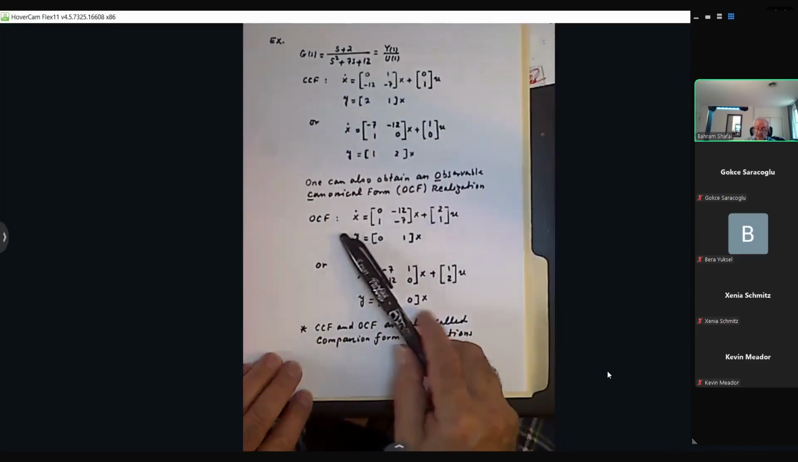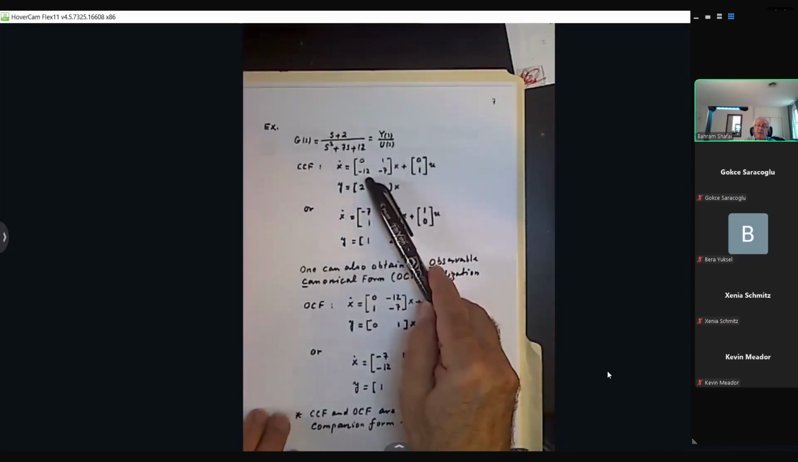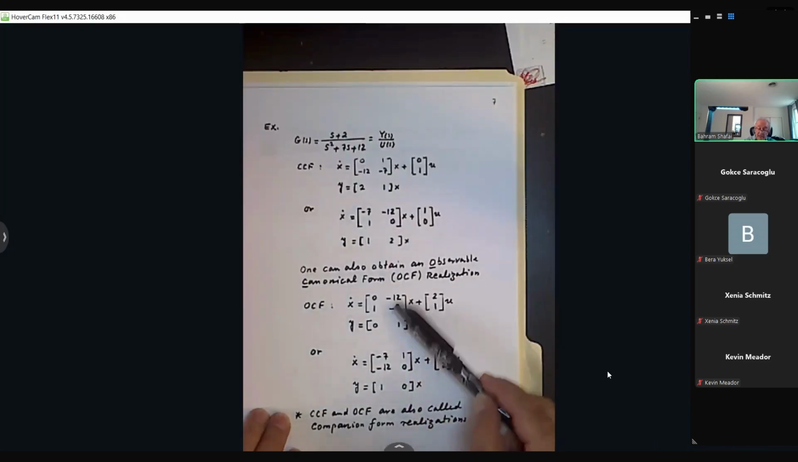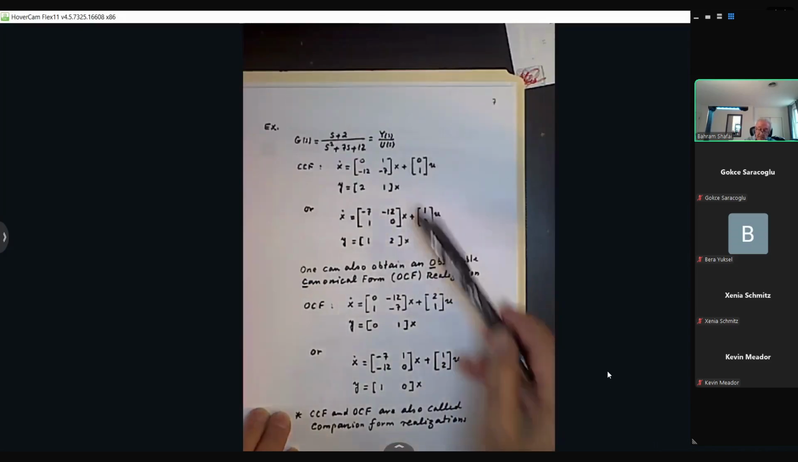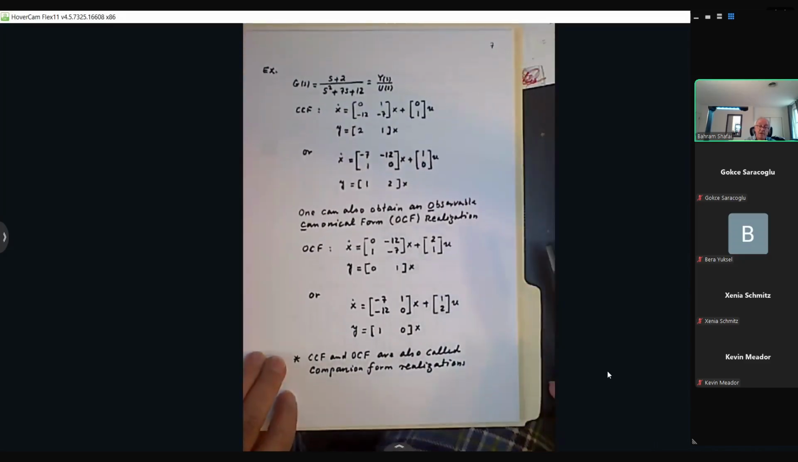For the observable canonical form, basically, if you transpose this equation here, that becomes the A matrix. And then you transpose this one and put it for the B, and transpose this one and define it for C. So this is the observable canonical form.